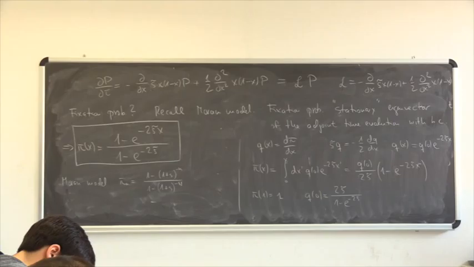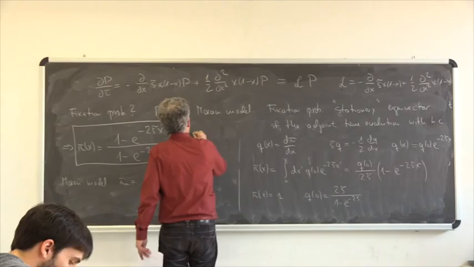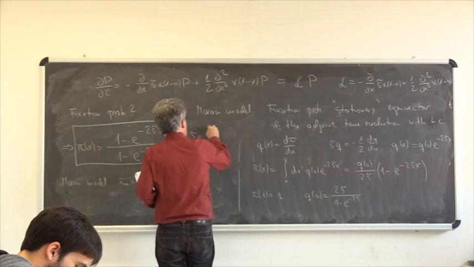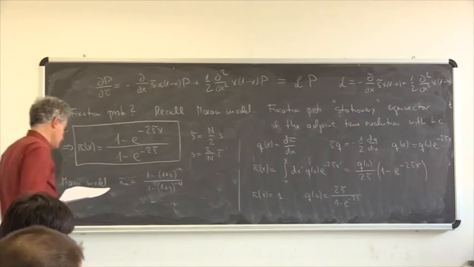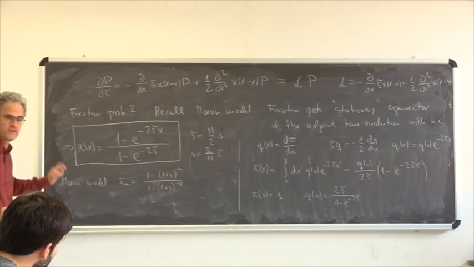But now we have to, of course, recall what this s tilde is. So s tilde implicitly depends on n. So s tilde is equal to n over 2 times s, or s is equal to 2 over n times s tilde. And so if we introduce that here, then you see, if I keep s tilde fixed, and I take n to infinity, then s becomes very small.